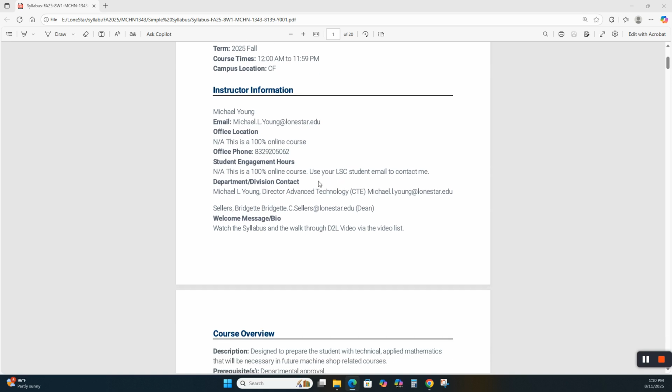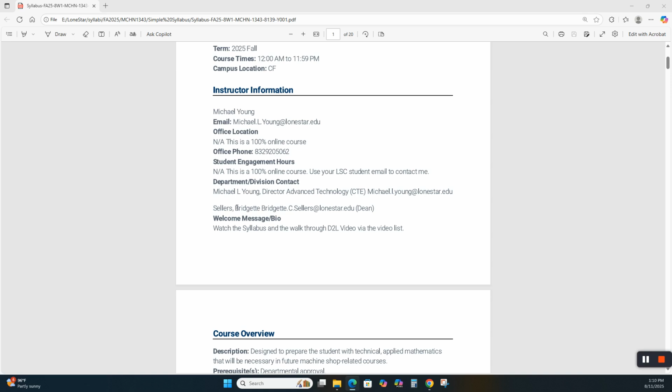So this is the department, division, and contact. If you have a problem with this course, the first person you need to contact is me. I've never had a problem in any of the courses that I teach where we could not sort out our problems. We're here to make sure that you get through this and learn the skill sets.